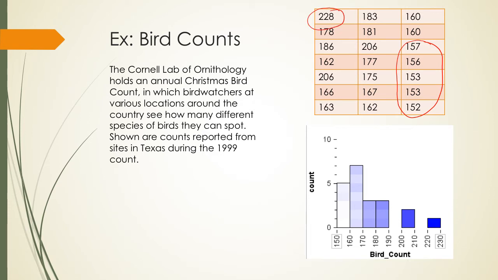We can see from the histogram that the most common count was somewhere between 160 and 170, and almost all bird counts were under 190 species, but there were a few high counts above 200.